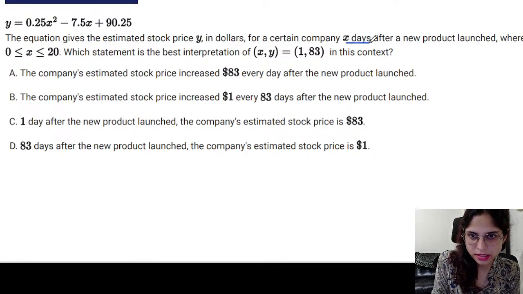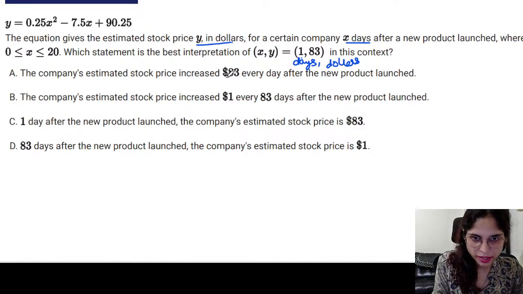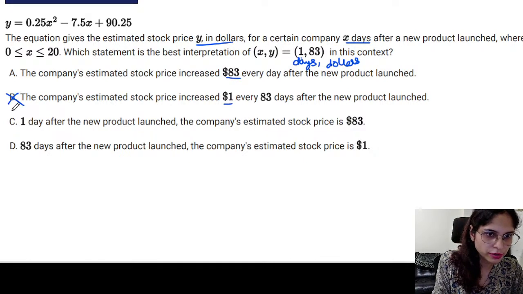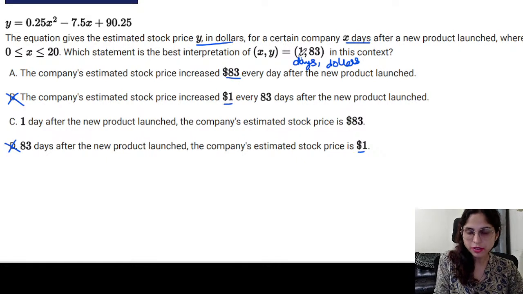So now x is talking about days, so 1 is your days, y is dollars, so 83 is your dollars. That is what you have to check. You have $83, we can keep this option. This is $1, it is already gone. This is $1, this is already gone. Now what is the meaning of this? After 1 day, the stock price is going to be $83.